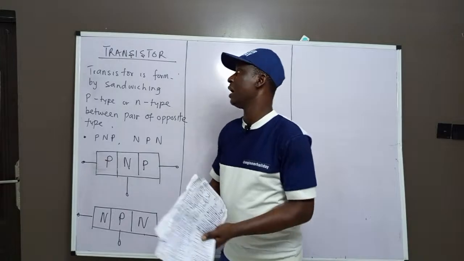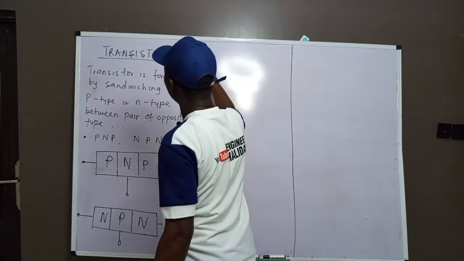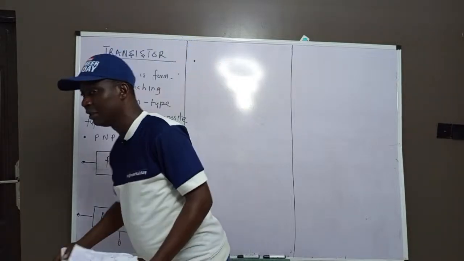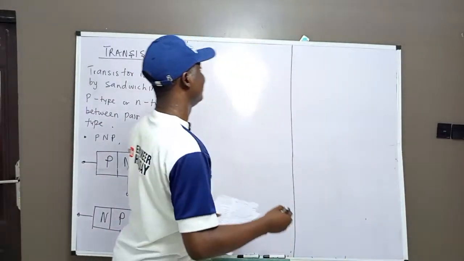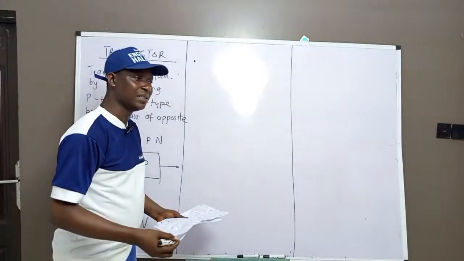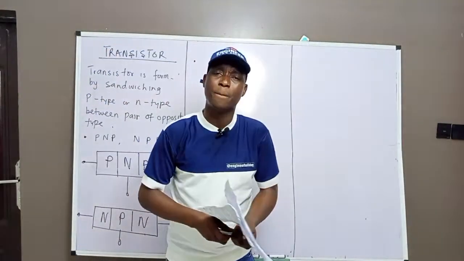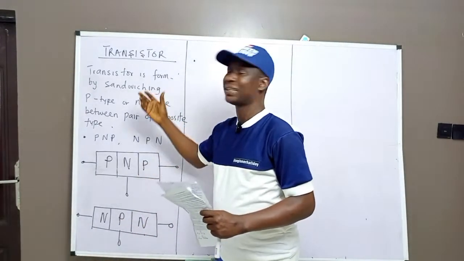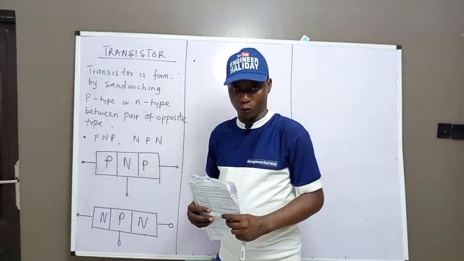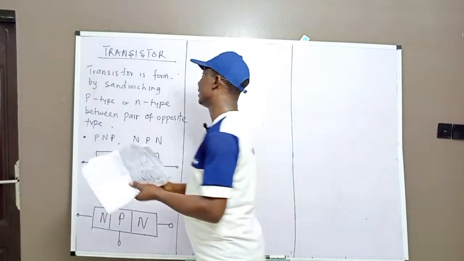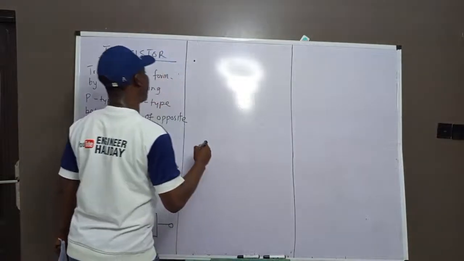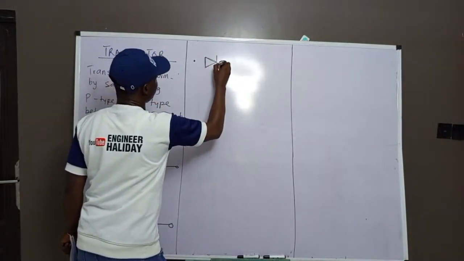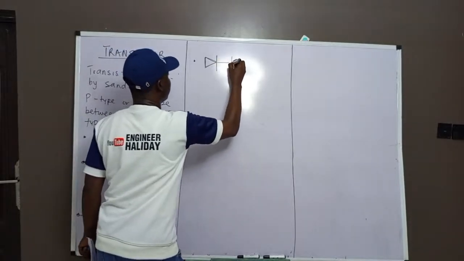Now the next thing is the terminals. How many terminals do we have? Now, a question we can always expect in the exam is: how many diodes make up a transistor? It is 2. There are two diodes, a P-N junction diode and another, that make up a transistor. 2 diodes make up a transistor.